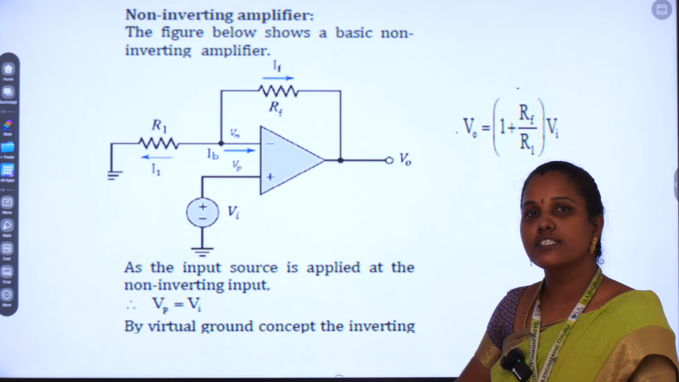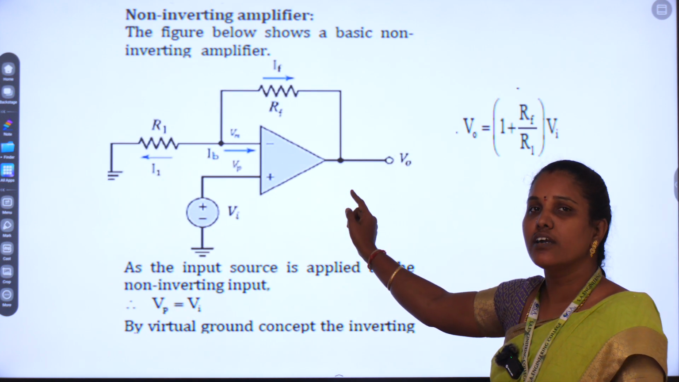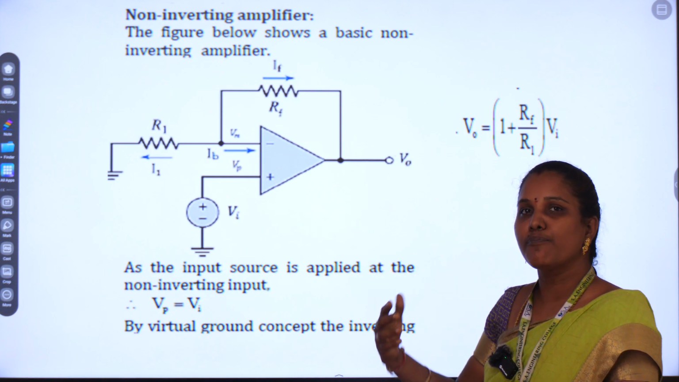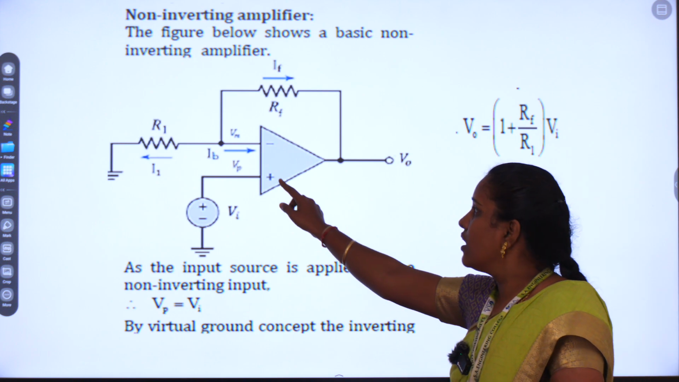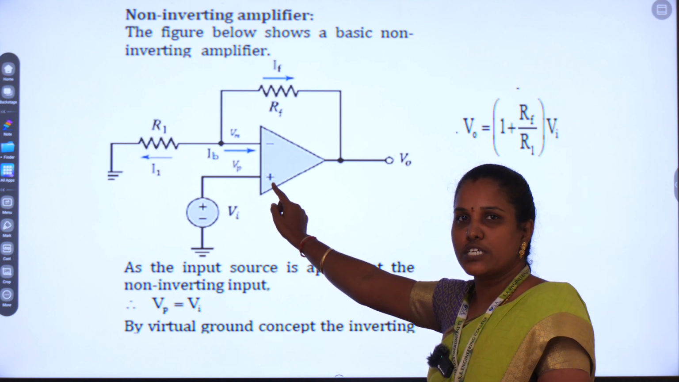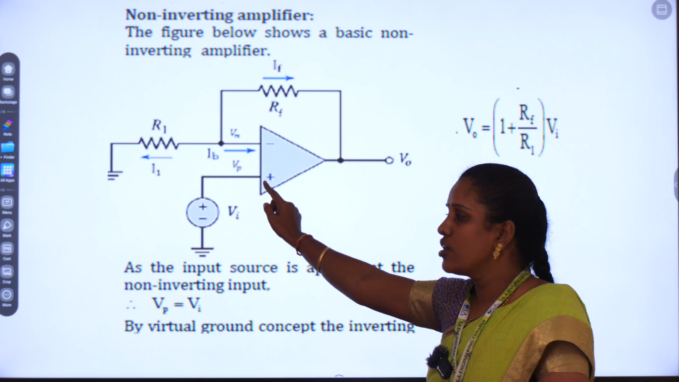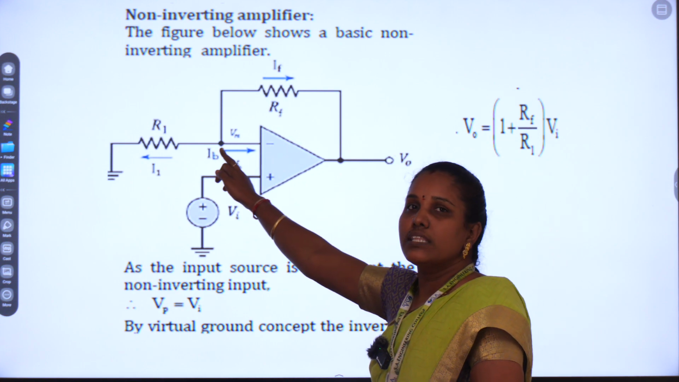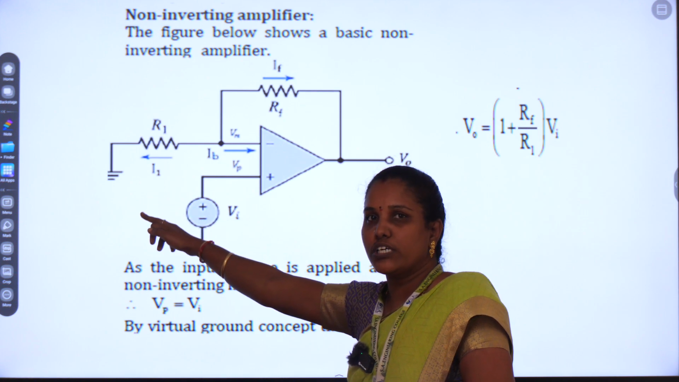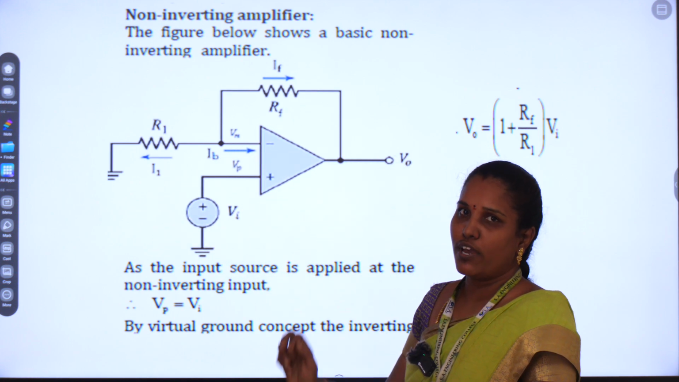Now the next application is the non-inverting amplifier. A non-inverting amplifier amplifies the input signal. The only difference is that you give your input to the non-inverting terminal of the operational amplifier, which is pin number 3. Then the inverting terminal's input-side resistor is connected to ground, and feedback is also available.